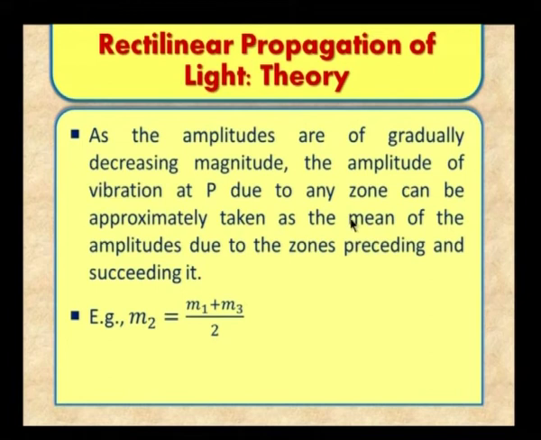Now, as the amplitudes are of gradually decreasing magnitude because of the obliquity factor, the amplitude of vibration at P due to any zone can be approximately taken as the mean of the amplitudes of the preceding and succeeding zones. So, M2 will be the amplitude of the first zone and the third zone divided by 2. So, M2 will be M1 plus M3 by 2. Okay. That is what you write for the amplitude. The intensity is what? The square of the amplitude is called the intensity.